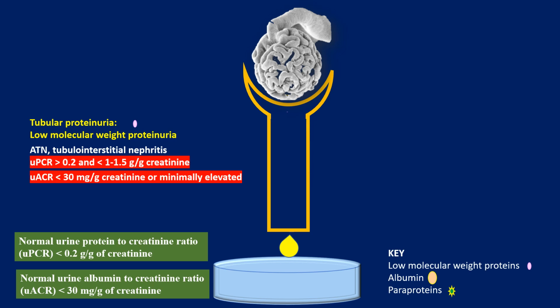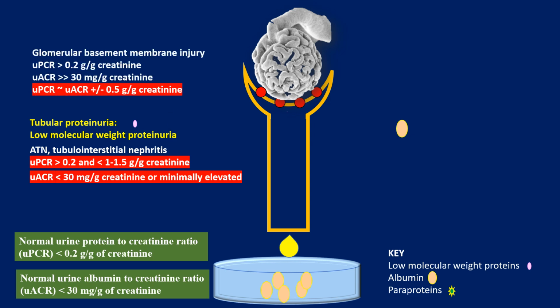In patients with glomerular disease where there is injury to the glomerular basement membrane, larger molecules such as albumin can be filtered. When this occurs, the total proteinuria UPCR can be very high, most of which comes from albumin. Because of this, urine ACR closely matches urine PCR. When proteinuria is made up predominantly of albumin, it is referred to as glomerular proteinuria.